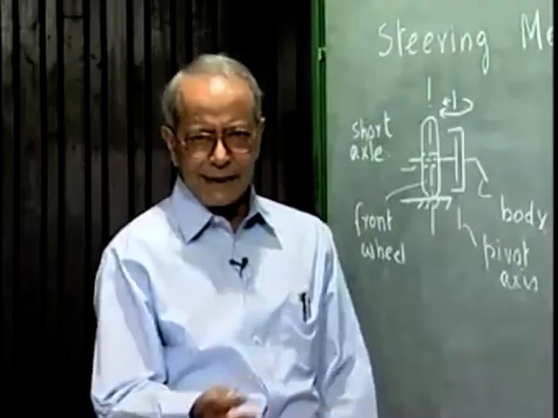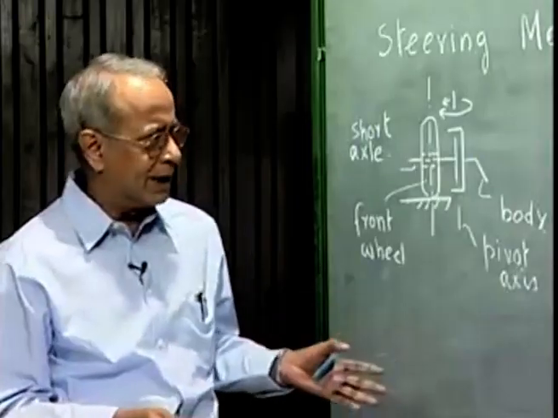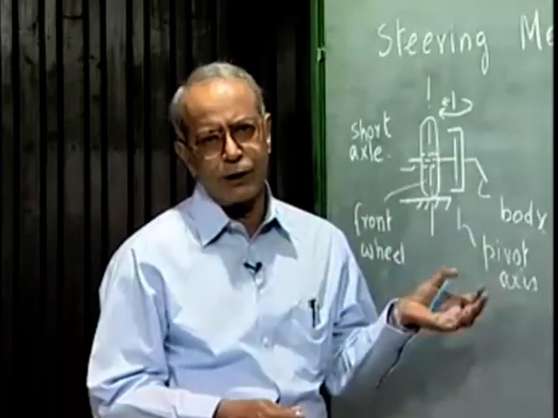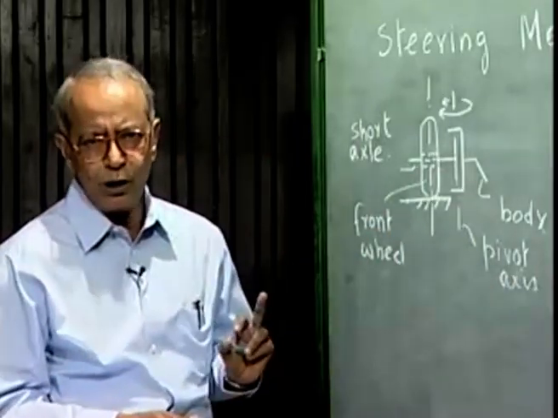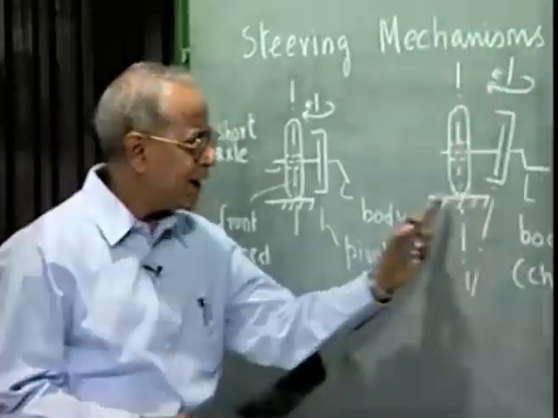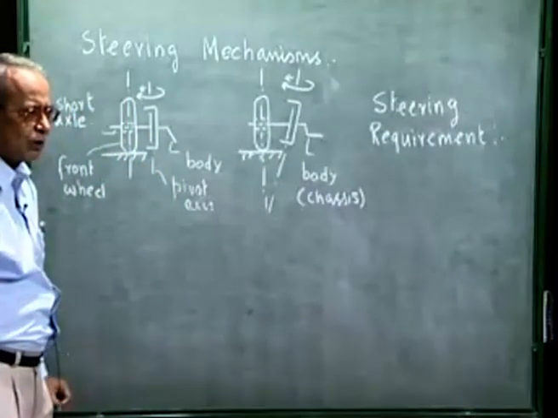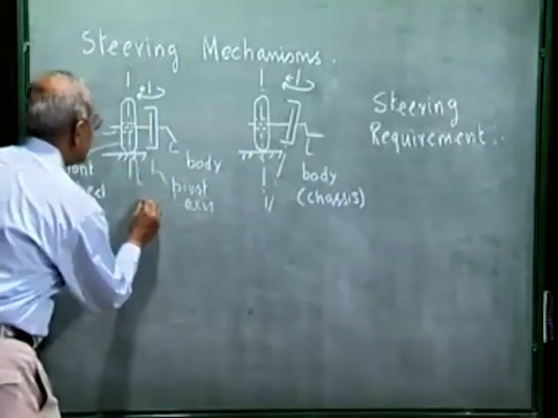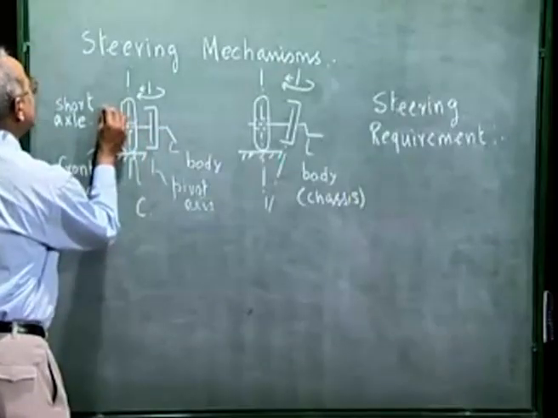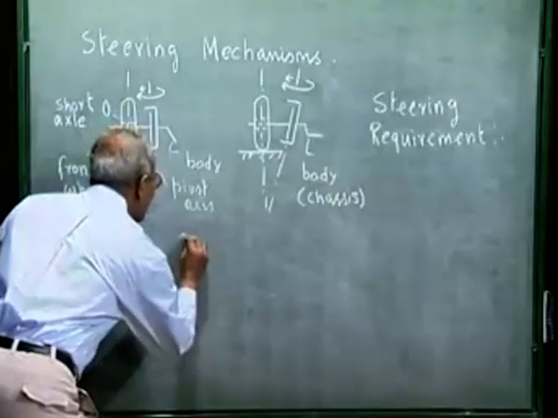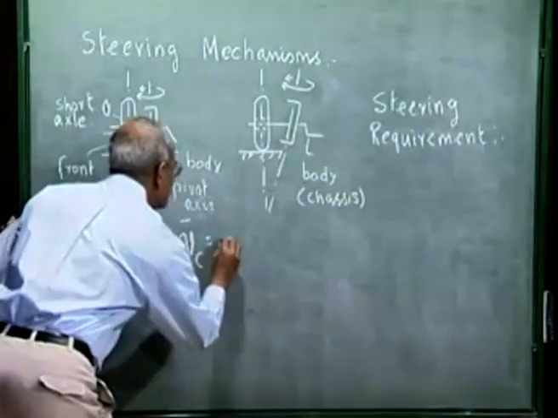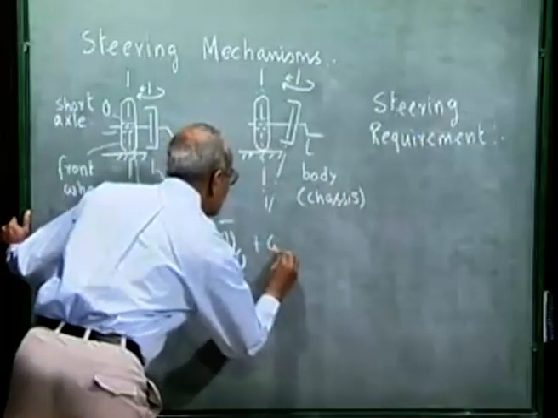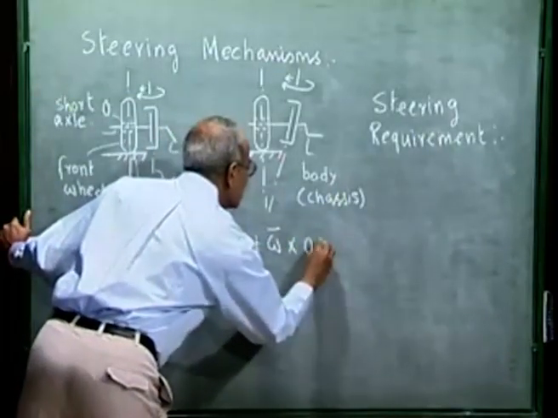When the automobile takes a turn, either a right hand turn or a left hand turn, it is imperative that all the wheels, that is the two front wheels and the two back wheels, continue to roll. What is the rolling condition? That at the contact point, velocity must be 0. If I consider this contact point, say C, and the center of the wheel I call O, we know velocity of C is velocity of the center of the wheel O plus omega of the wheel cross OC.